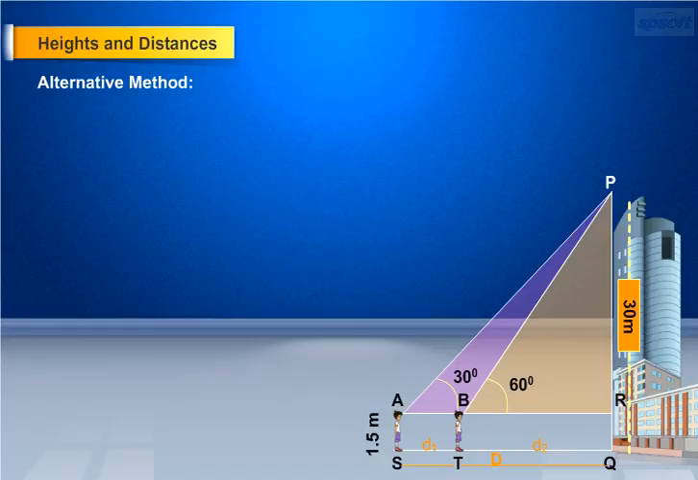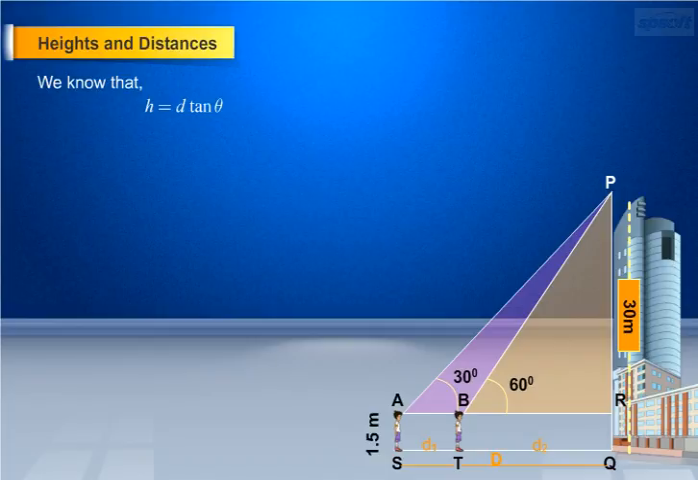In right triangle PAR, the angle of elevation is 30 degrees, that is, theta equals 30 degrees. And the total distance from the point, AR, is D. We know that h equals d tan theta. This implies that 28.5 equals d tan 30 degrees. This implies that 28.5 equals d into 1 by root 3. This implies that d equals 28.5 root 3. Make it as equation 1.